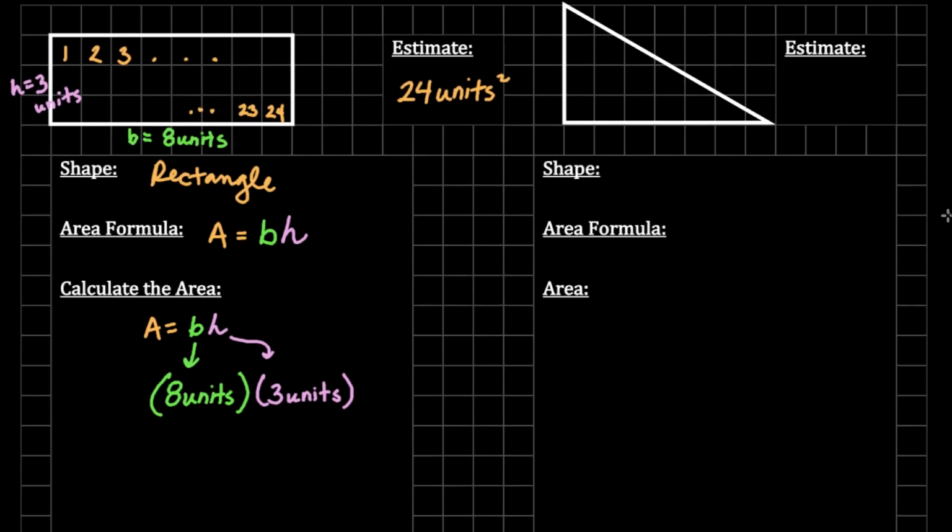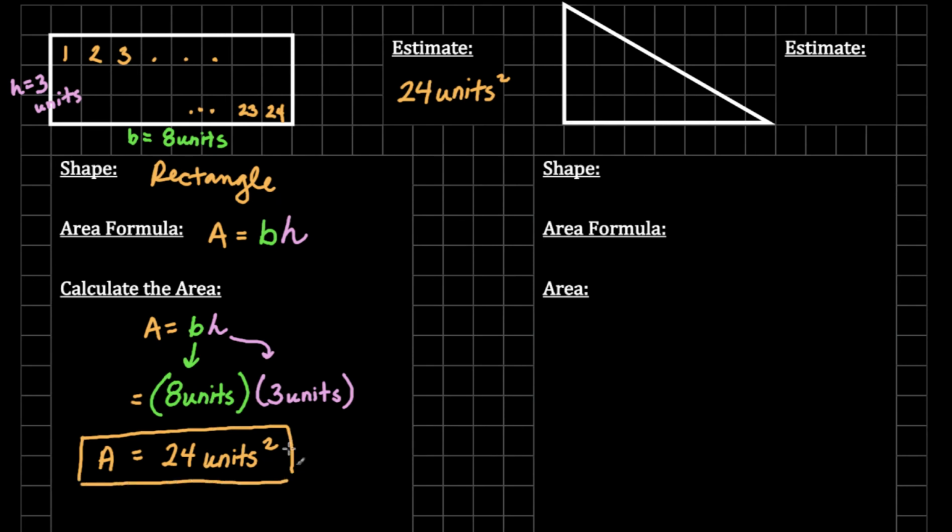And so we get 8 times 3 is 24. Units times units is units to the second power, or units squared. So the area of the rectangle is 24 square units. This means it takes 24 squares to cover the rectangle: 1, 2, 3, 4, 5, 6, all the way up to 24.